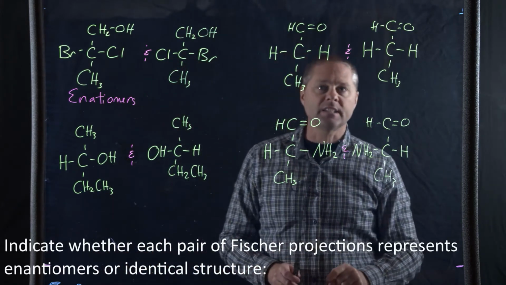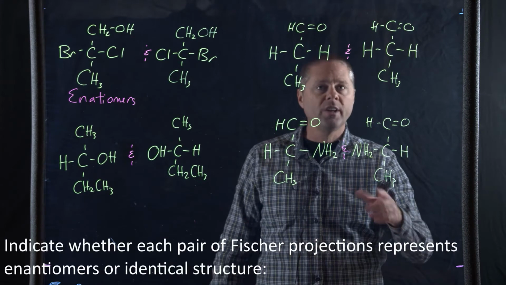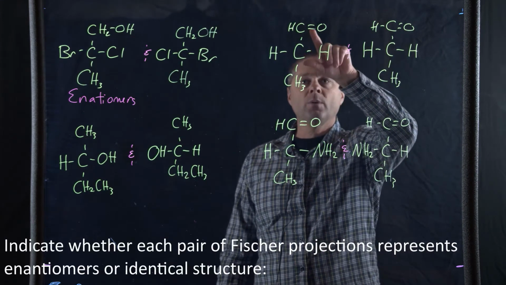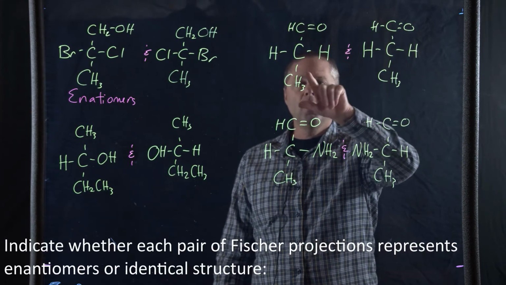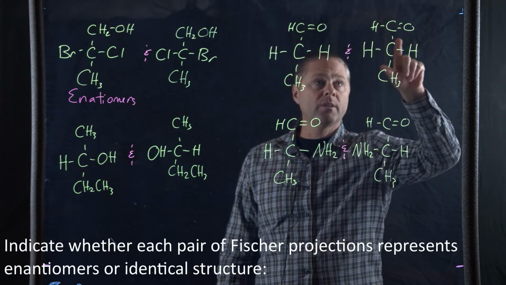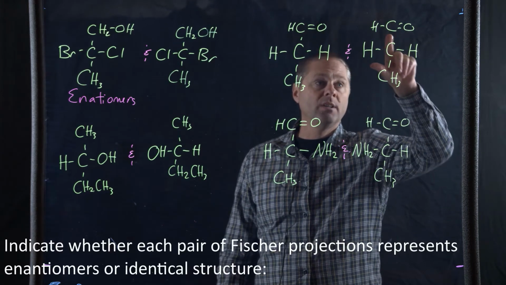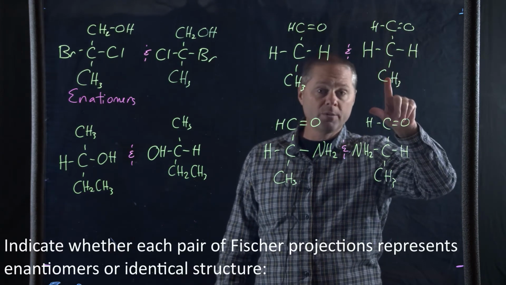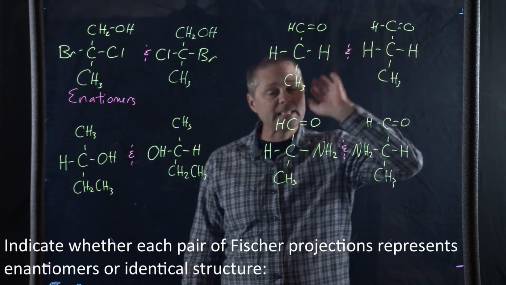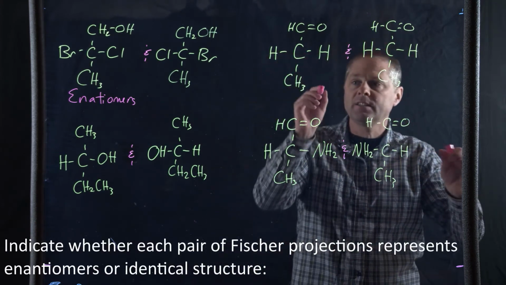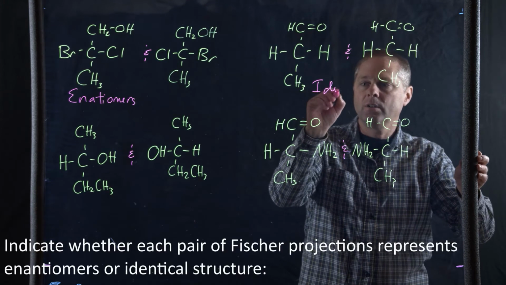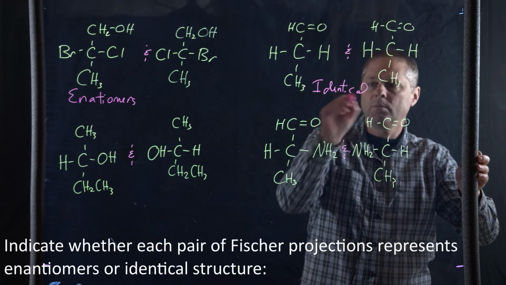Let's look at this next example. Well, a sure-tell sign is that this carbon atom only has 1, 2, 3 different groups associated with it, and this carbon once again has 1, 2, 3 different groups associated with it. So this is not going to be enantiomers. This is going to be identical molecules.